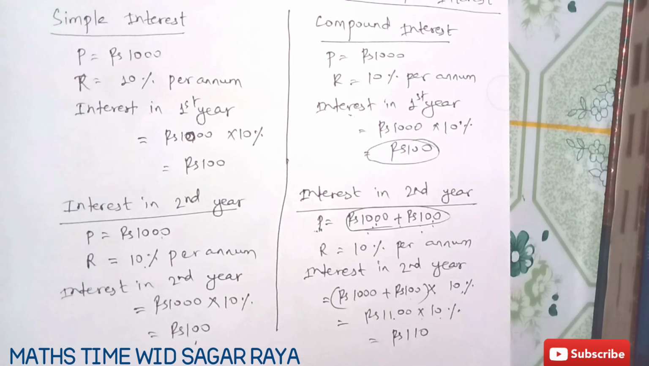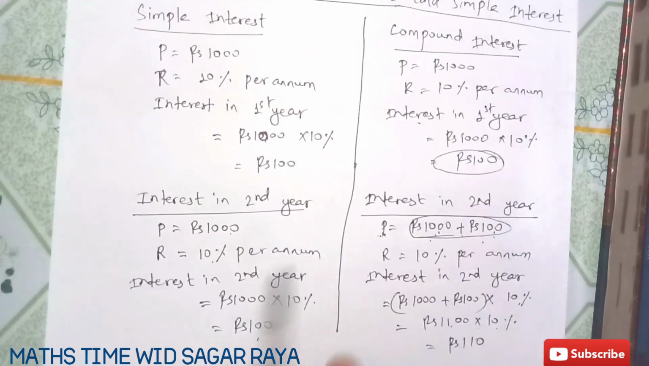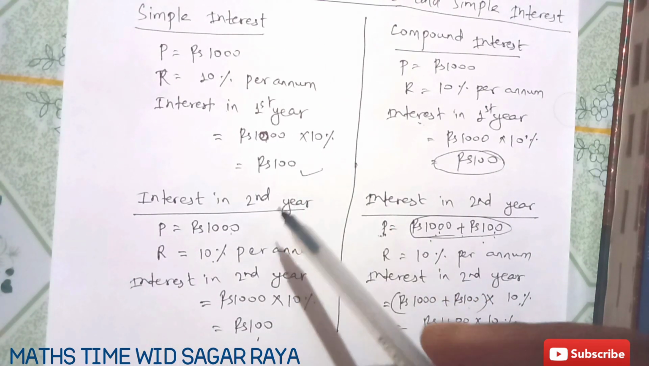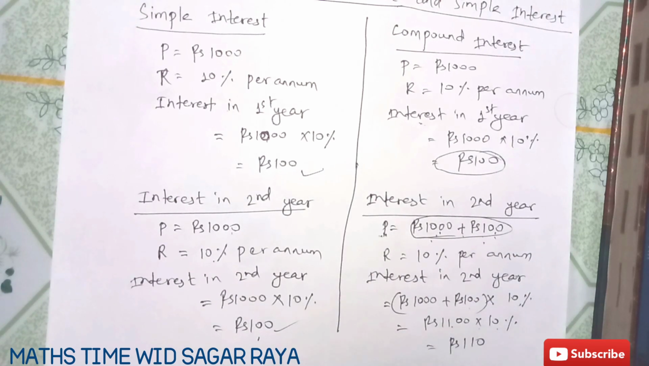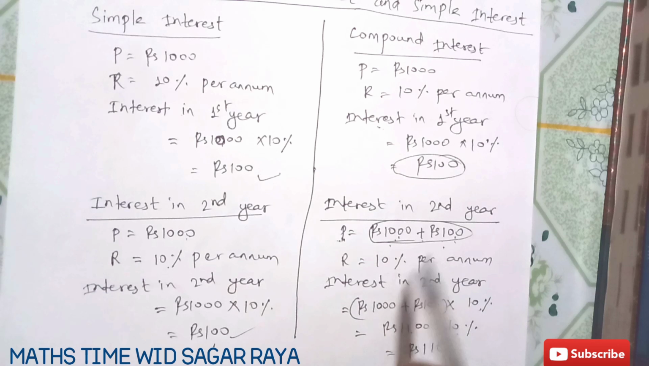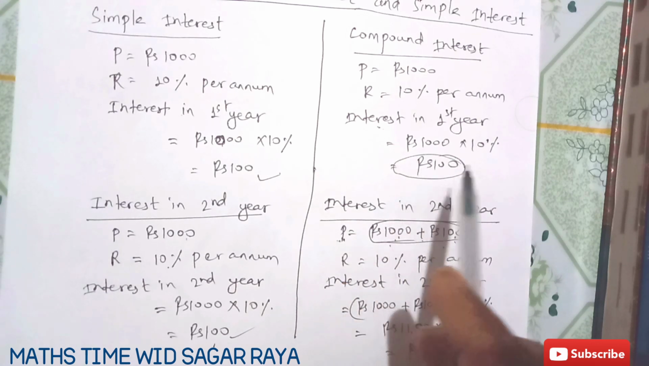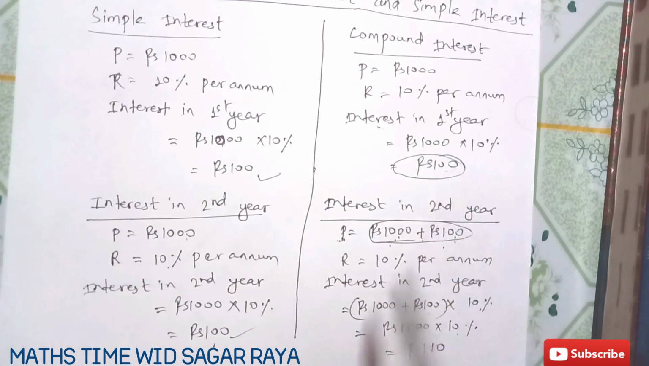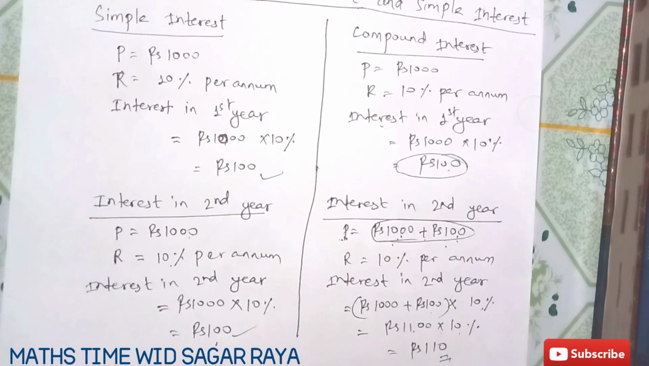So similarly, in case of simple interest, the interest will remain rupees 100 for first year also, second year also, third year also. But in case of compound interest, the interest will keep on rising. Suppose in the first year it is rupees 100, then in the second year it has become rupees 110, and similarly in the third year it will be more than 110. So it will keep on increasing and increasing.